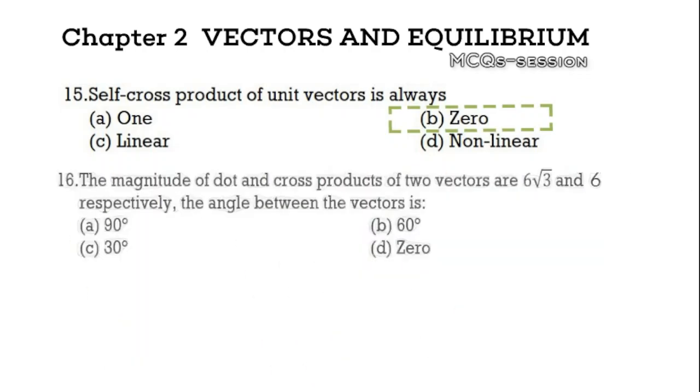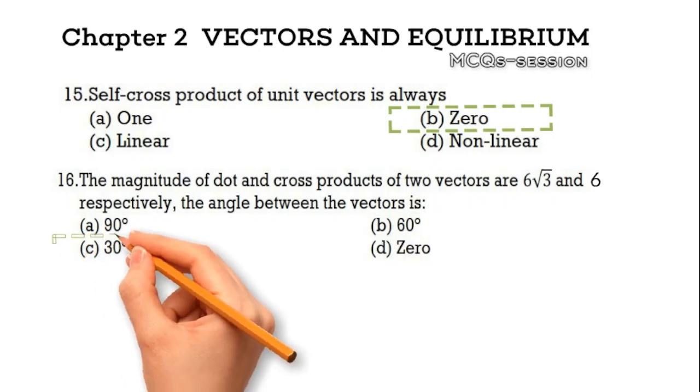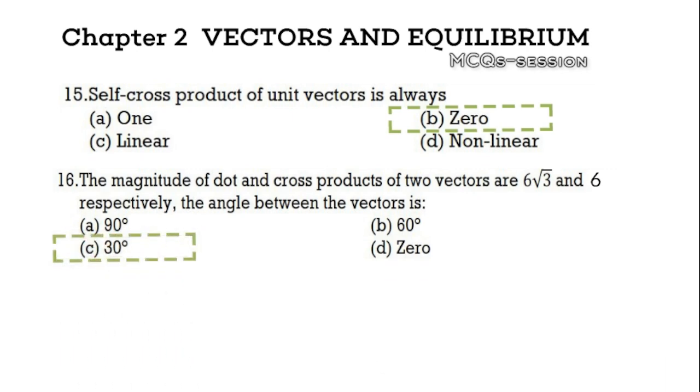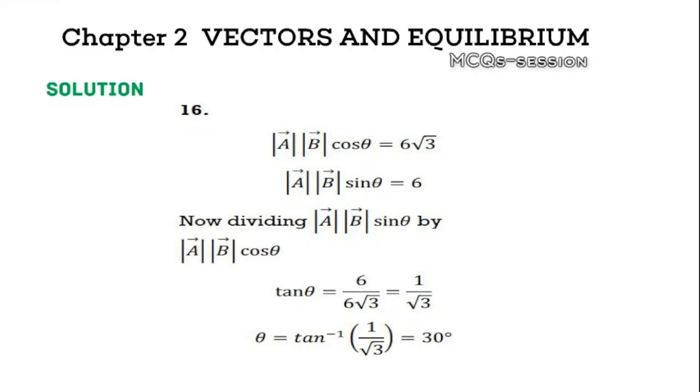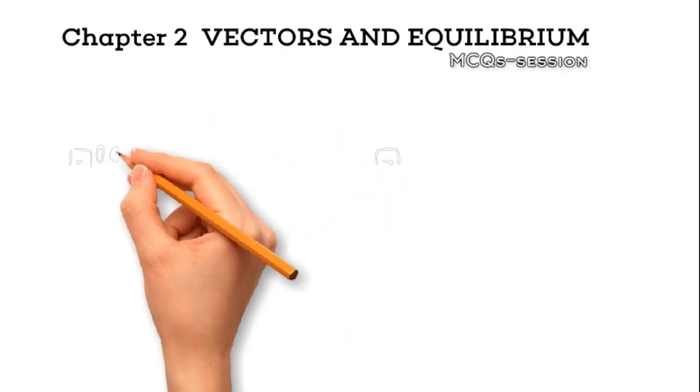Question 16. The magnitude of the dot product of two vectors is 6 root 3, and the magnitude of their cross product is 6 respectively. The angle between the vectors is? Options: A, 90 degrees, B, 60 degrees, C, 30 degrees, D, 0. Pause the video to think it over. The correct answer is C, 30 degrees. Explanation. The magnitude of the dot product is as given, and the magnitude of the cross product is as given. Now dividing equation 2 by 1 and simplifying, we get tan theta, from which we can determine the angle, which is equal to 30 degrees.